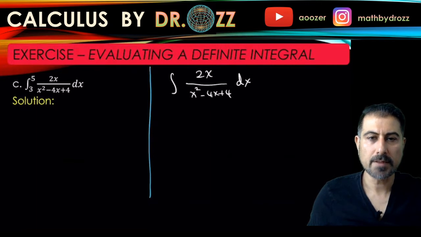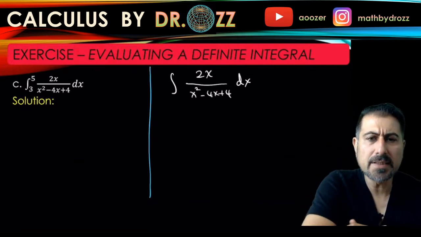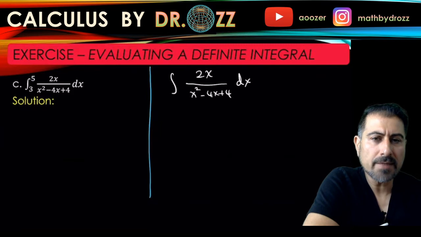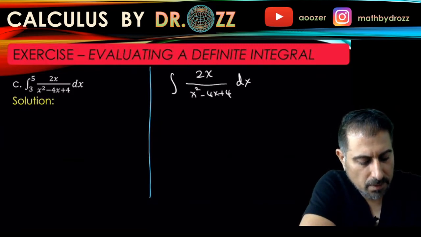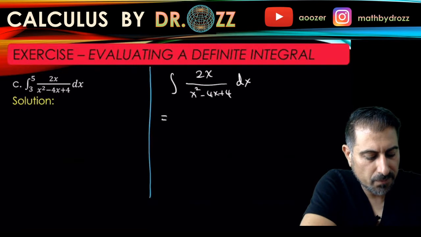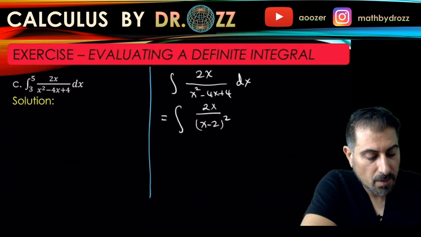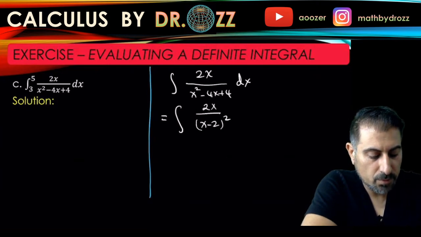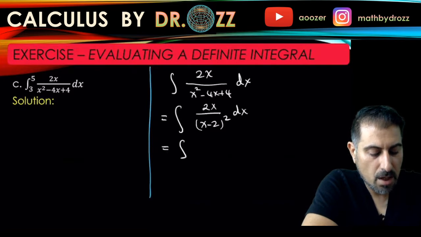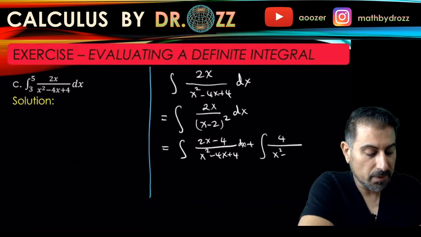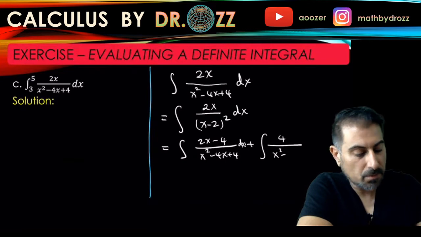All right, so I think adding and subtracting is going to help. And the bottom is a very special quadratic, in fact. That is the quantity x minus 2 squared. Now let me first convert that into a perfect square, and now we can add and subtract 4. So the integral of 2x minus 4 over x squared minus 4x plus 4 dx, plus 4 over x squared minus 4x plus 4, but why don't we also replace that by x minus 2 squared?